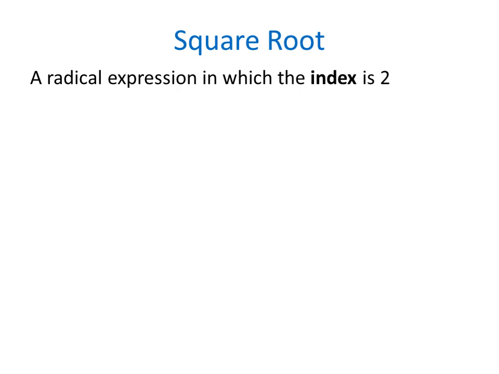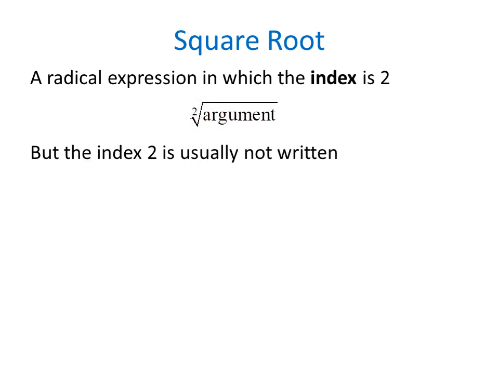In this video, we will learn how to get the square root of a given expression. A square root is a radical expression in which the index is 2. As shown in this general form of radical expression, the index 2 is written on the upper left of this radical symbol, and inside this radical symbol is the argument.